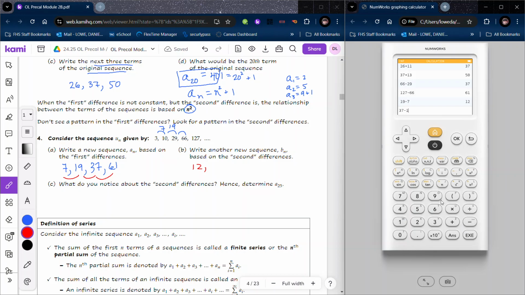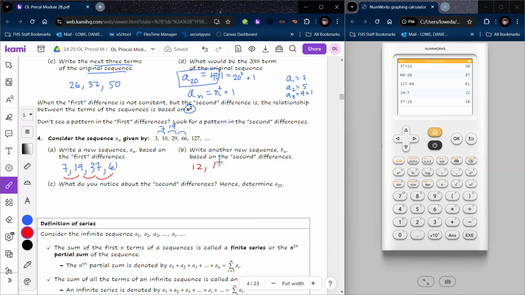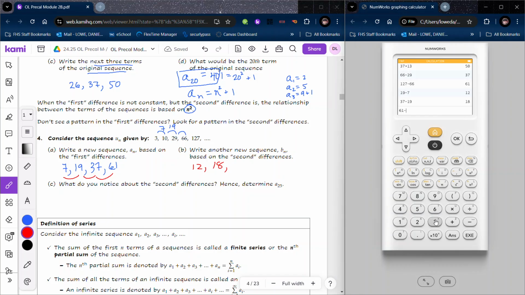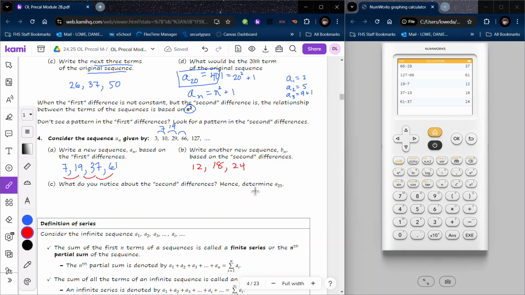37 minus 19, that's 18. All right, 61 minus 37, that's going to be 24. So notice that these second differences have a common difference of 6. So therefore, I'm going to be based on n cubed. So what would be a sub n?